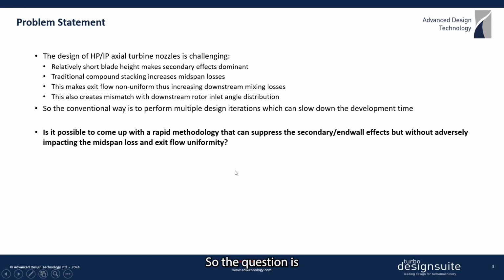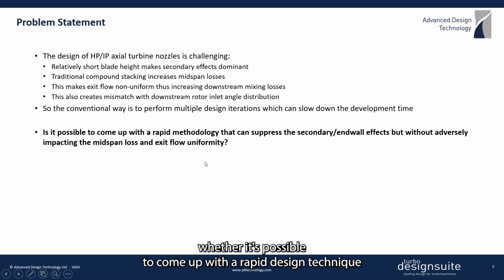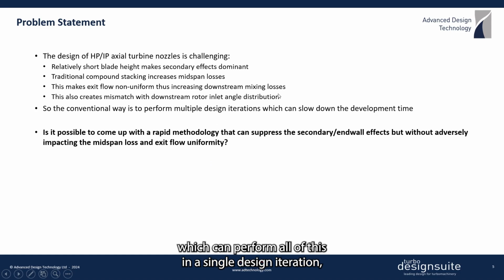So the question is whether it's possible to come up with a rapid design technique which can perform all of this in a single design iteration, that is, which can suppress the dominant secondary flows but without adversely impacting the midspan region, and also the exit velocity distribution in your axial turbine nozzle. And this is what we aim to explore through this project.